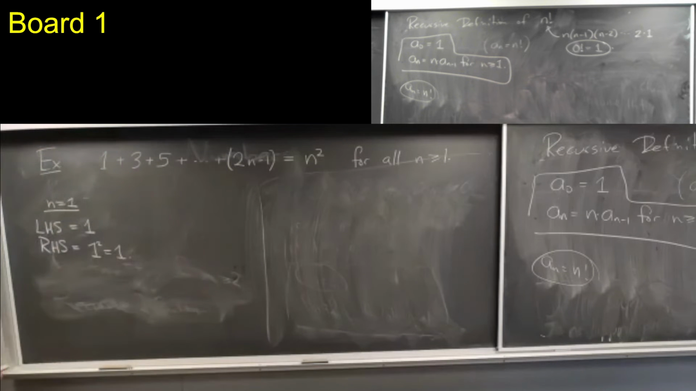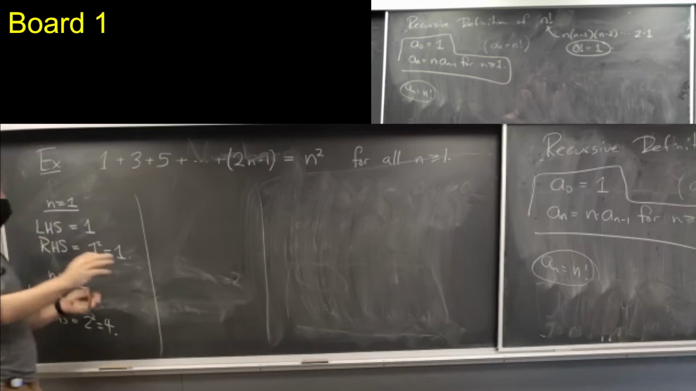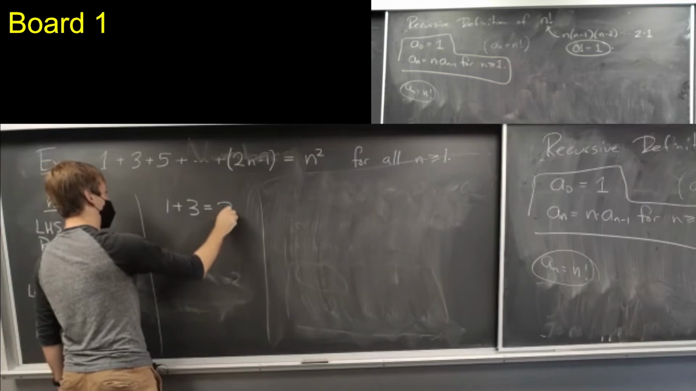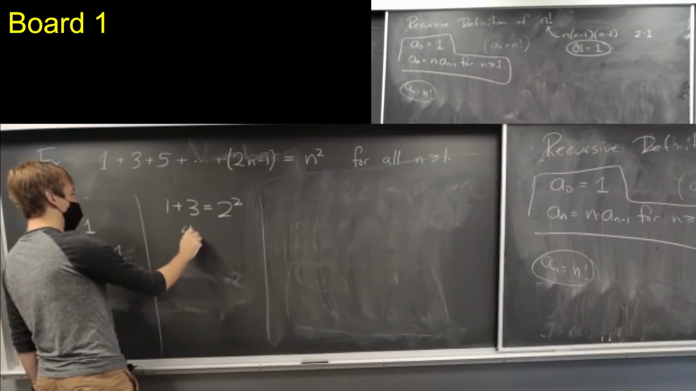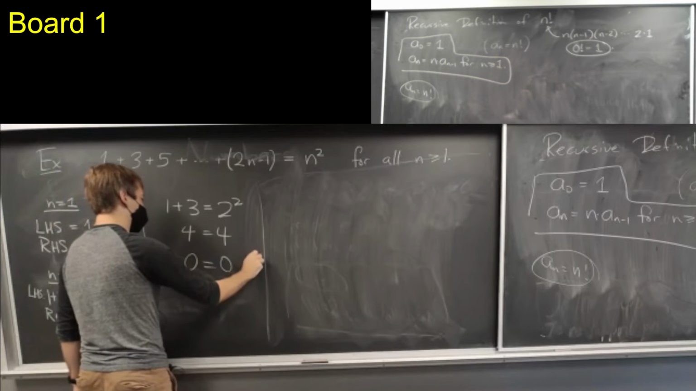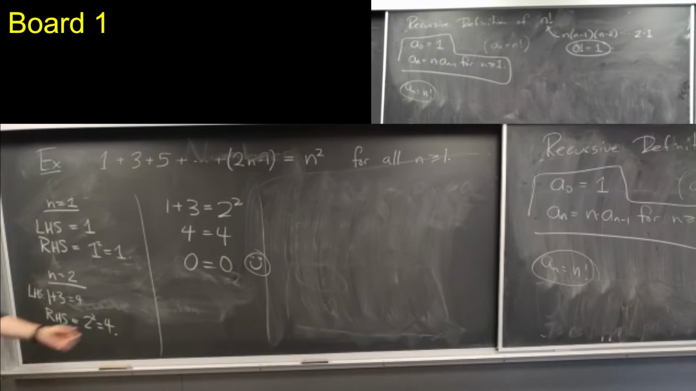For n equals 2, on the left-hand side we get 1 plus 3. On the right-hand side we get 2 squared, which is 4. By the way, let me tell you a common mistake. If I was doing the case n equals 2, this is what a lot of people write. They start by writing what my equation is: 1 plus 3 equals 2 squared. Then they say 4 equals 4. Maybe they subtract and say 0 is equal to 0. And they say, oh, I've proved it. But nobody told you to prove 0 equals 0.